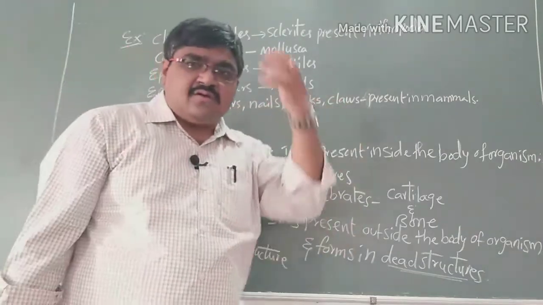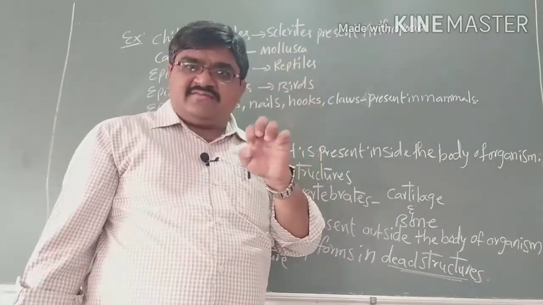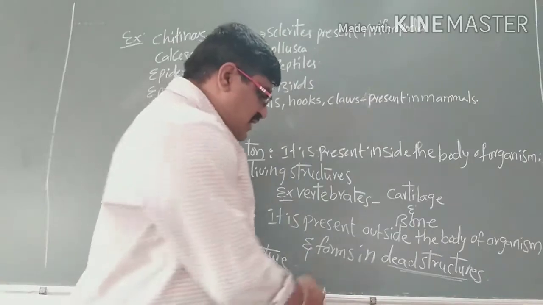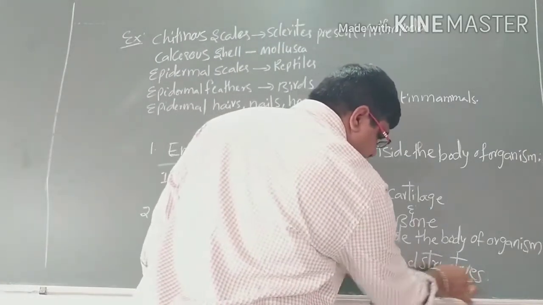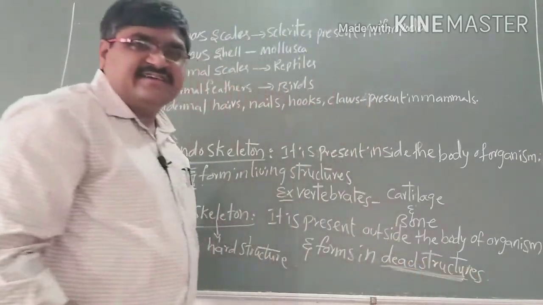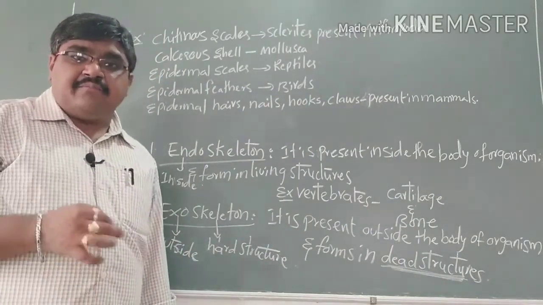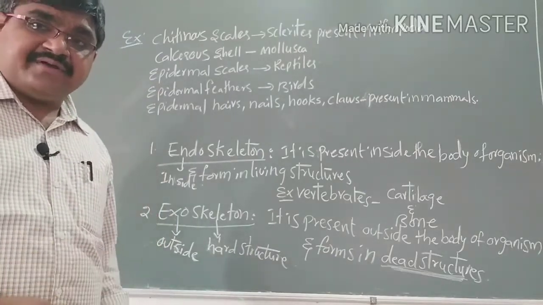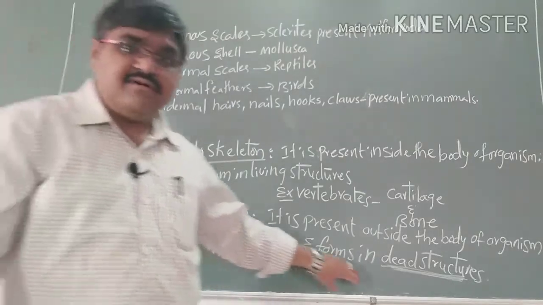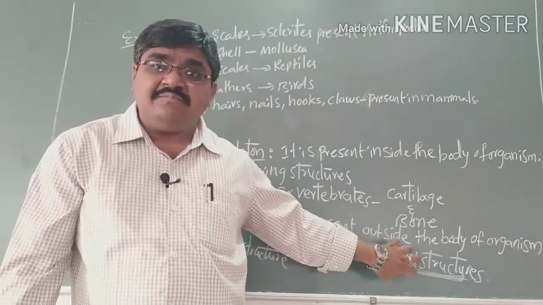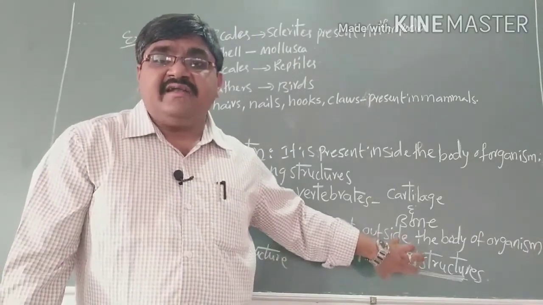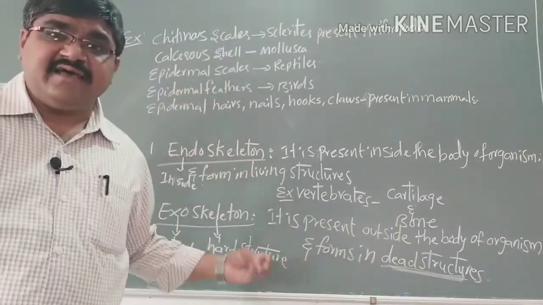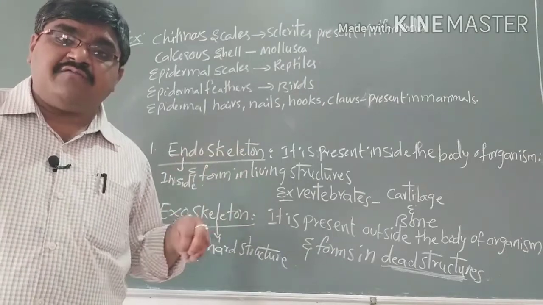and claws. That means in our body the hair, the nails, hooks and claws that are present are formed from dead structures only. These are dead structures. That means they consist of a protein called keratin. Keratin is present in these structures, so they are in the form of dead structures. They are not alive. They are called an exoskeleton, where they are present outside the body of an organism.